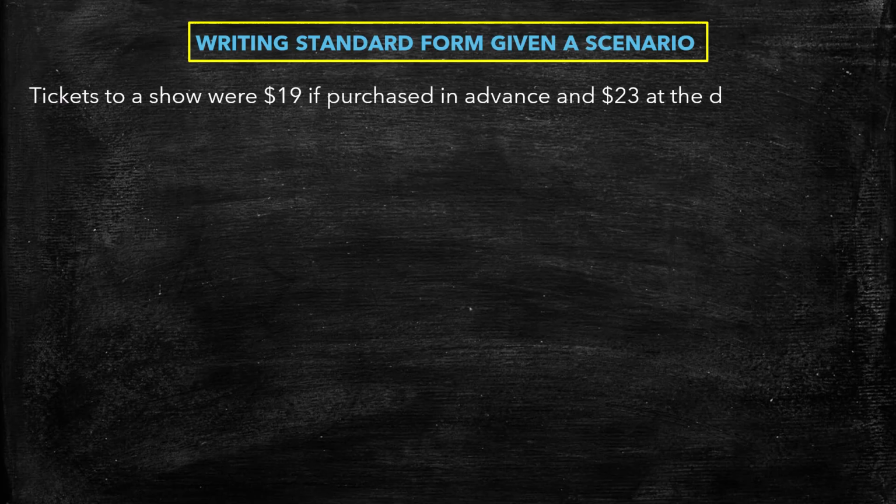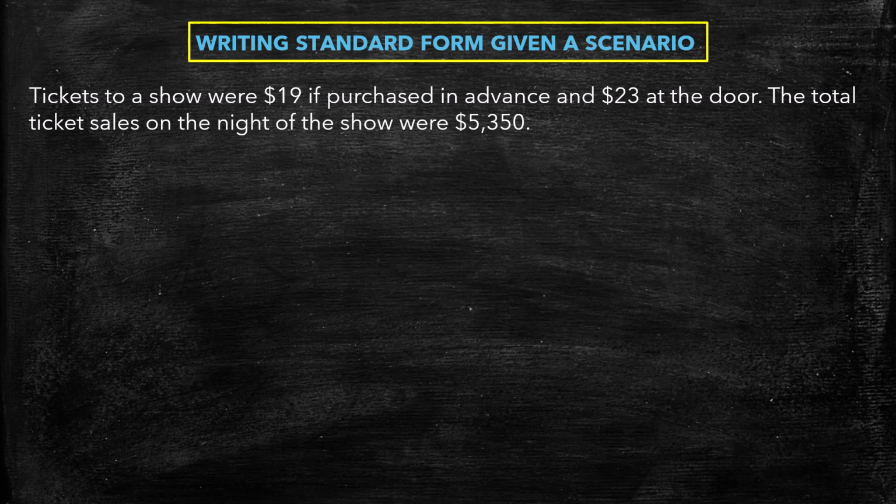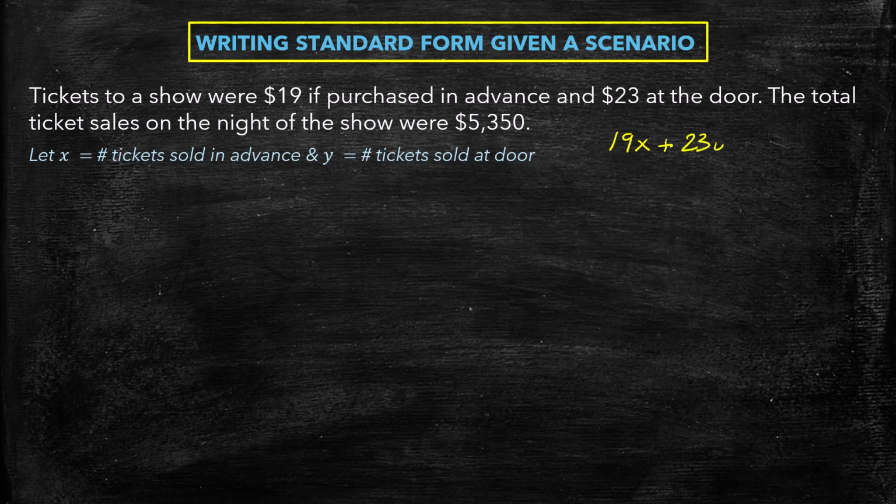So here we have tickets to a show, $19 if purchased in advance, and $23 at the door. The total sales on the night of the show were $5,350. To write an equation, of course, we need two variables, so we'll use x and y. If x is the number of tickets sold in advance and they each cost $19, then 19x would give the total contributed from those sales. And then 23y would be from the sales at the door, and that must add to 5,350. This equation is truly in standard form because 19 and 23 have no common factors, so no need to simplify it. Here's another one.